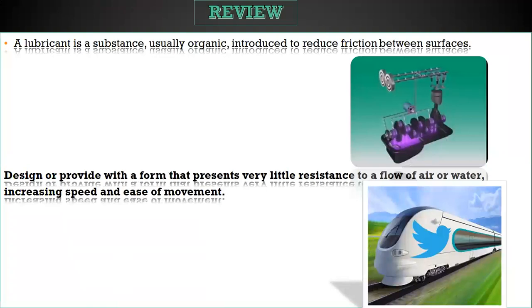These all are examples of reducing friction. We also design or provide a form that presents very little resistance to the flow of air or water, increasing speed and ease of movement. The streamlined shapes of birds and fish show how nature has designed them to move fast in air and through water. Due to those shapes, we also design vehicles, aeroplanes, and bullet trains.